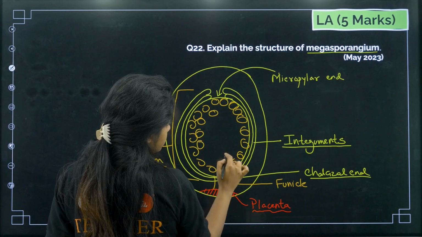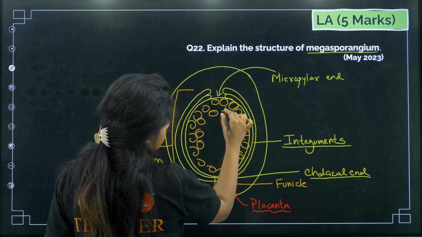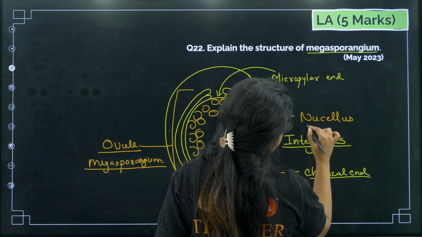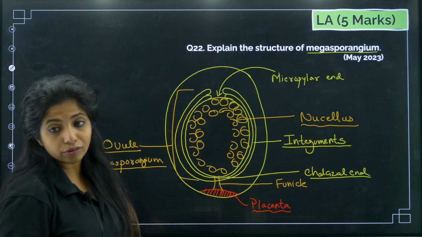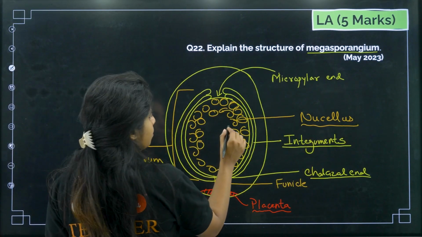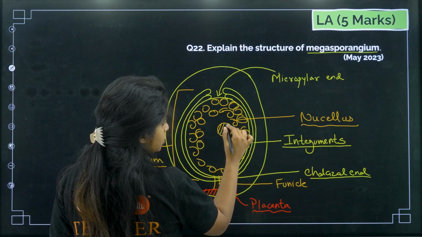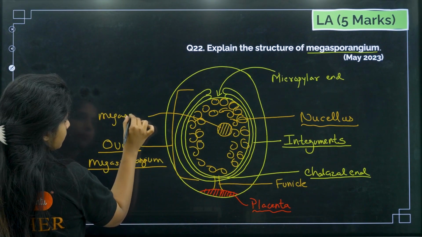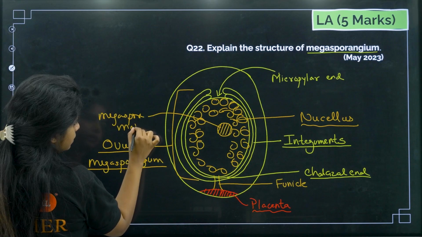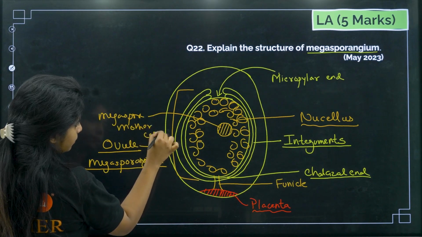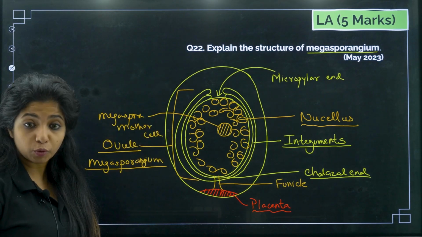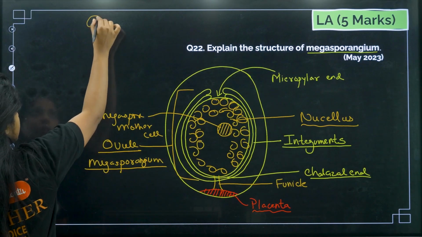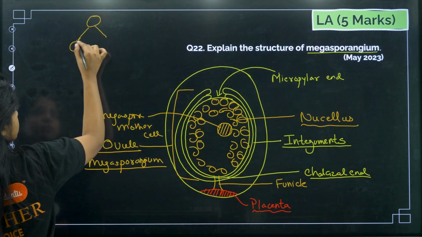So I am making certain cells like this. It is going to form the nucellus. And one cell out of the nucellus will be what? Megaspore mother cell. Suppose this is the one. This one will be the megaspore mother cell. Okay, this megaspore mother cell will undergo meiotic division. So suppose this is the one, it will undergo meiotic division.